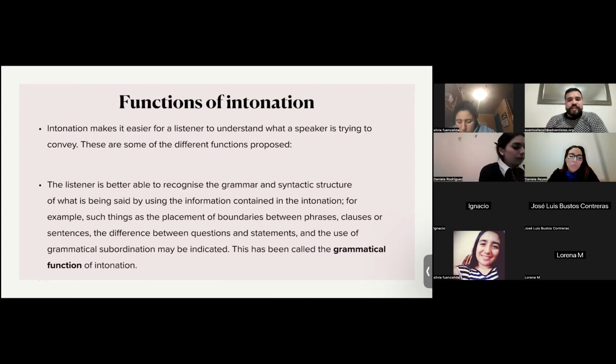Another function that's proposed for intonation is that of the listener. When you speak, you are the speaker, but also a listener. Based on pragmatics, you need a speaker and a listener to create this interaction or to hold a conversation. So the listener is better able to recognize the grammar and syntax structure of what's being said.